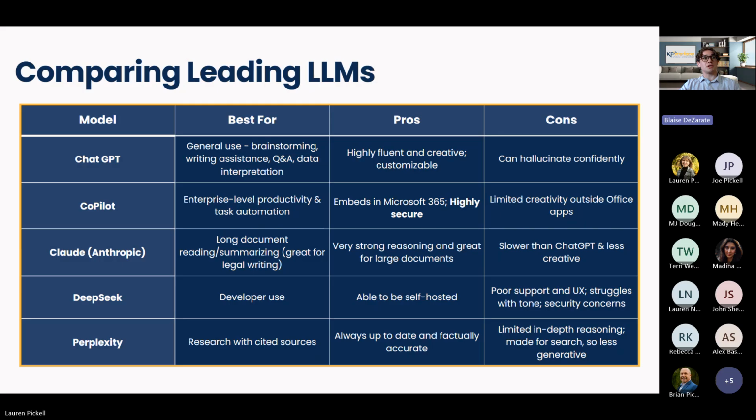So we've got ChatGPT, which we all know and love. It's great for general use, brainstorming, writing assistance, and data interpretation. It's really fluent, very creative, and you can customize it. One thing about it though is that it can confidently hallucinate. So it's really important to double check the output that you're seeing.